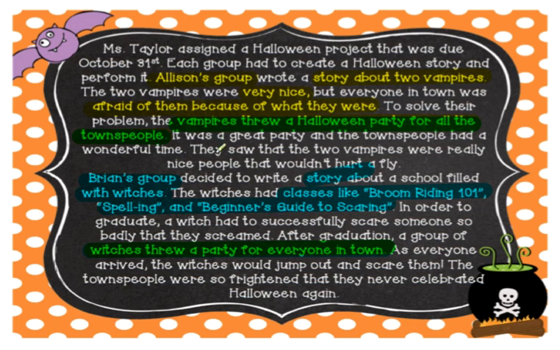In Allison's group, the two vampires were really nice people, and the townspeople realized they were nice and that they really wouldn't hurt anybody. But in Brian's group, the witches scared the townspeople so bad that they were so frightened and they never celebrated Halloween again. So the people didn't think they were nice.